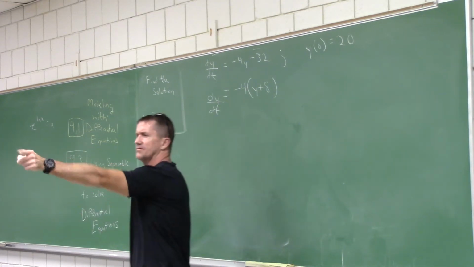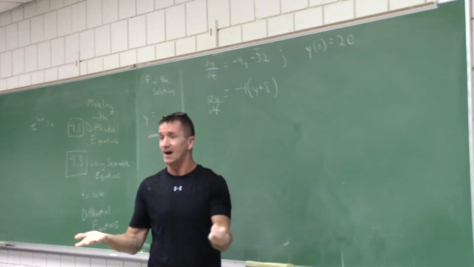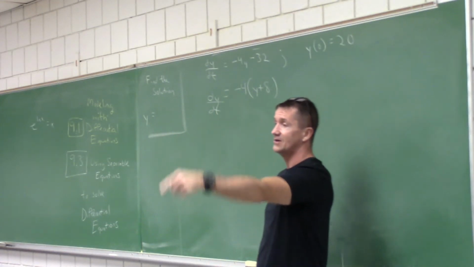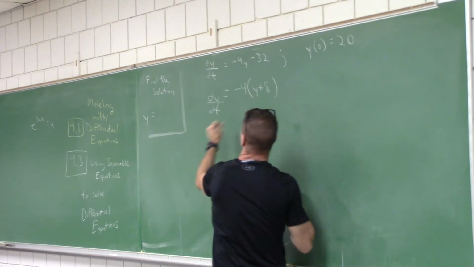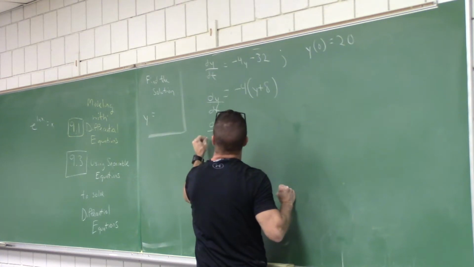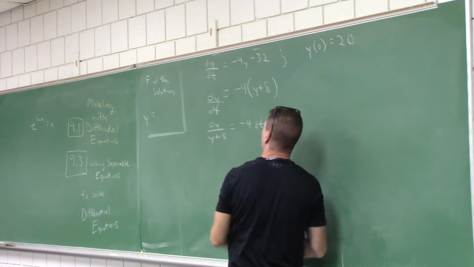But I know, I'm looking at your faces, people are like, oh, I could integrate that. You know how to do u subs. And you would have been fine. Armando, you would have been totally fine. I know you know how to do the substitution rule. I'm just trying to avoid a u sub. So when I separate, I get dy over y plus 8 equals -4 dt.